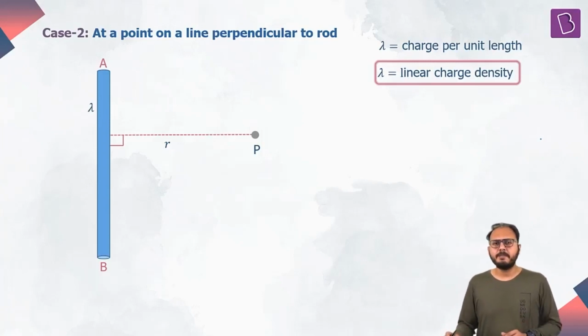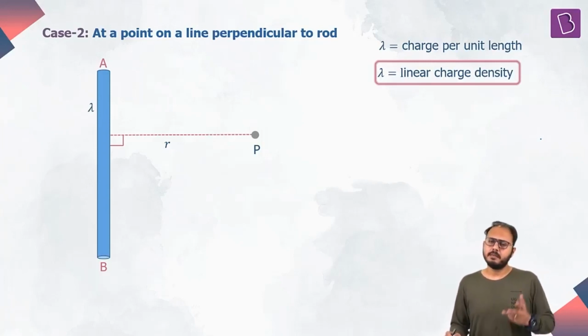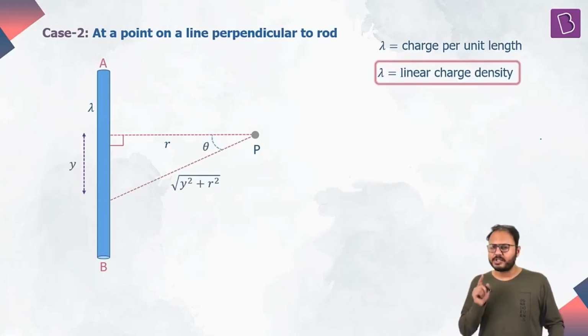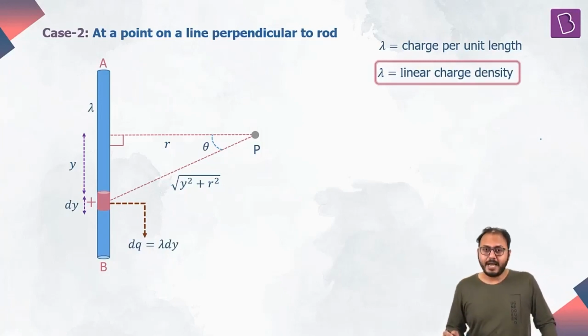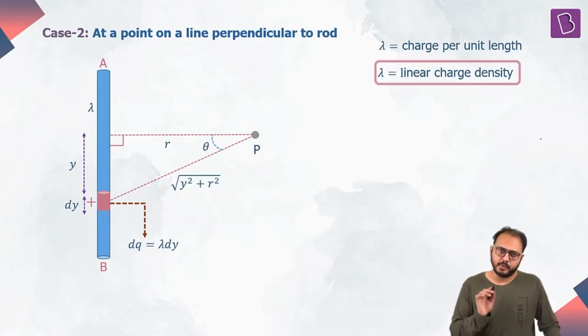So what is the modus operandi? I'll take an element of length dx. I'll define its charge dq, which will be equal to what? Lambda dx. Then I will join that lambda dx or dq with a straight line to my desired point. Look at the diagram, right? That dq element of yours, length I have taken dy. Lambda dy gives me dq. Straight line joining the point P is, by Pythagoras theorem, under root y square plus r square.